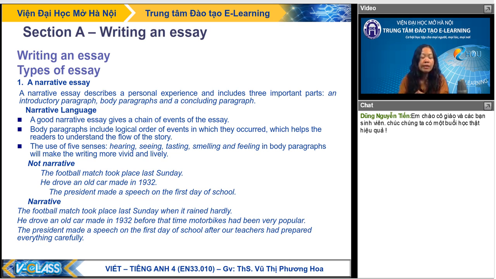Now, with the first type, narrative essay. A narrative essay describes a personal experience and includes 3 important parts: introductory paragraph, body paragraph, and concluding paragraph. In a narrative essay, you should use narrative language. A good narrative essay gives a chain of events. The body paragraphs include a logical order of events in which they occur, which helps the readers to understand the flow of the story. You should use 5 senses in a narrative essay: hearing, seeing, tasting, smelling, and feeling in the body paragraphs. They will make the writing more vivid and lively.